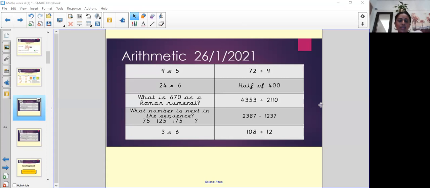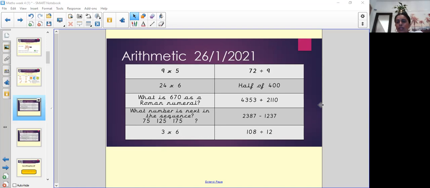Number 2, 24 times 6. Number 3, what is 670 as a Roman numeral? Number 4, what number is next in the sequence? 75, 125, 175. Number 5, 3 times 6. Number 6, 72 divided by 9. Number 7, half of 400.